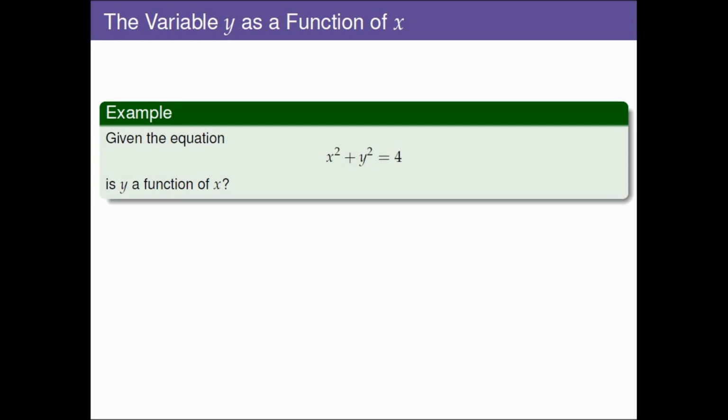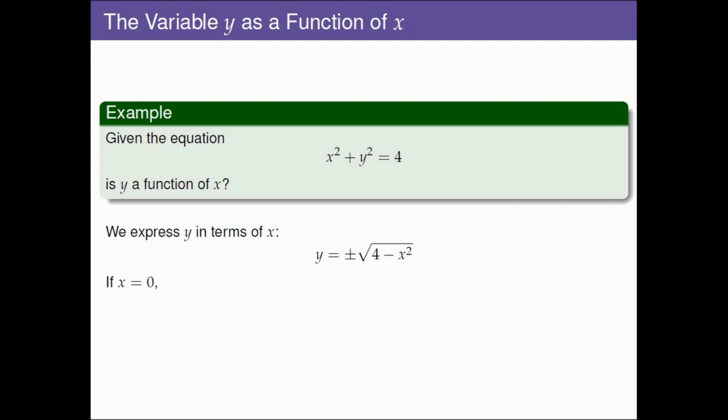Let's have another example. Given the equation x squared plus y squared equals 4, is y a function of x? To answer this, we try to express y in terms of x. If x squared plus y squared equals 4, then y squared equals 4 minus x squared, so that y equals plus or minus square root of 4 minus x squared. This suggests that we can have a value of x for which we can compute two values of y for this value of x.